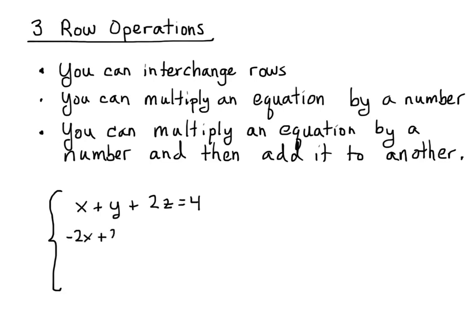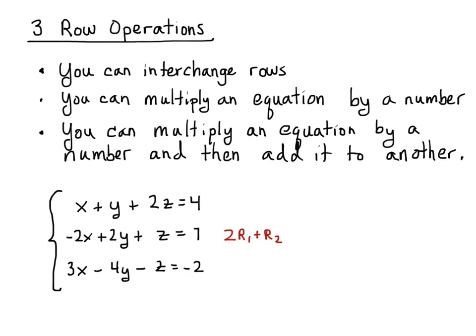Okay, so as an example, let's say we have this system of equations, three variables, x, y, and z, with three equations. And so what we want to do is eliminate certain variables to simplify what the system is telling us. So what we can do is use the first equation here to eliminate that negative 2x.